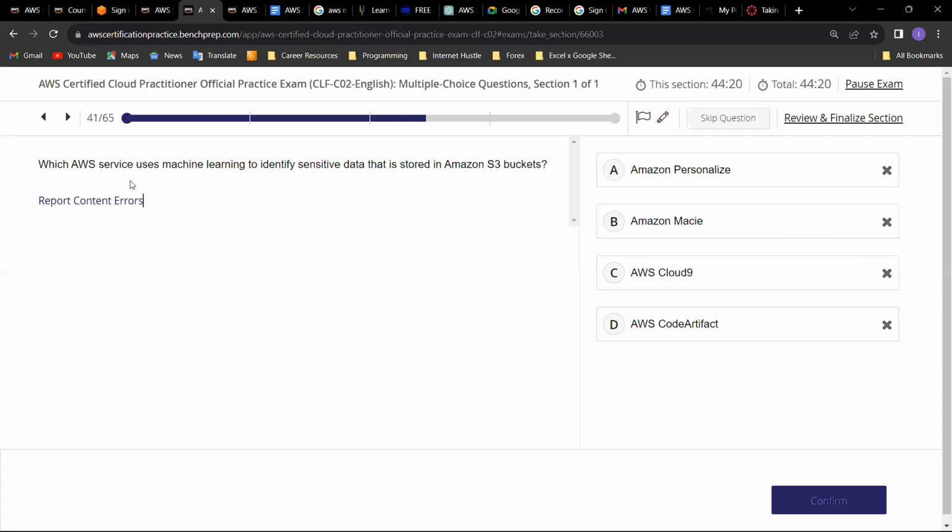Which AWS service uses machine learning to identify sensitive data that is stored in Amazon S3 buckets?